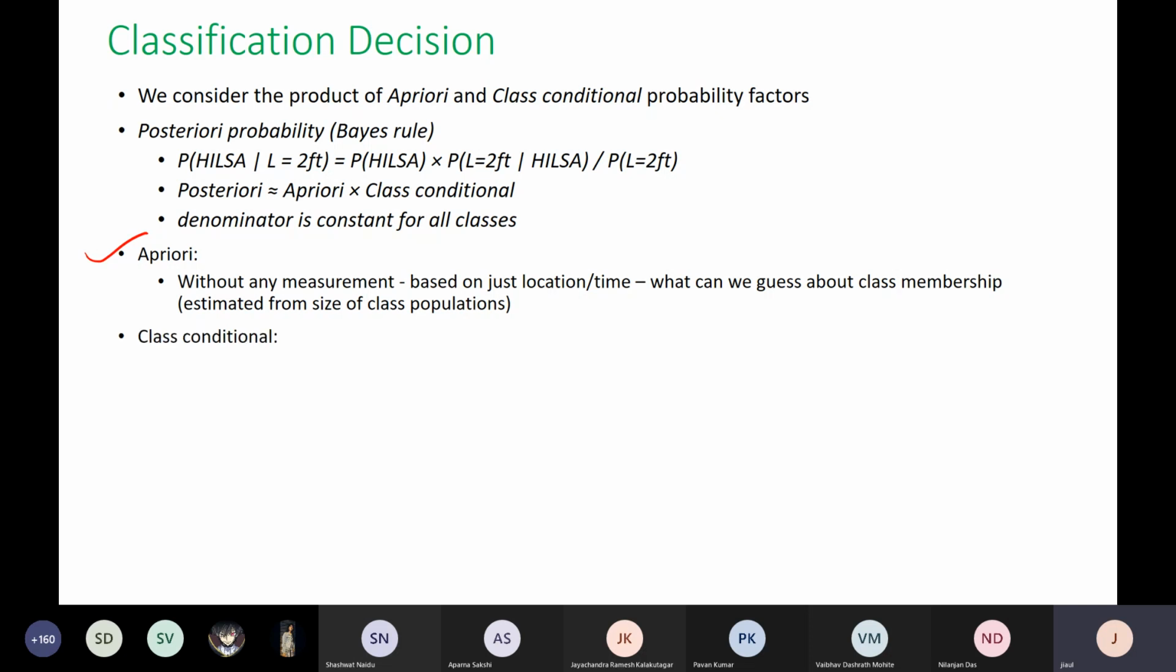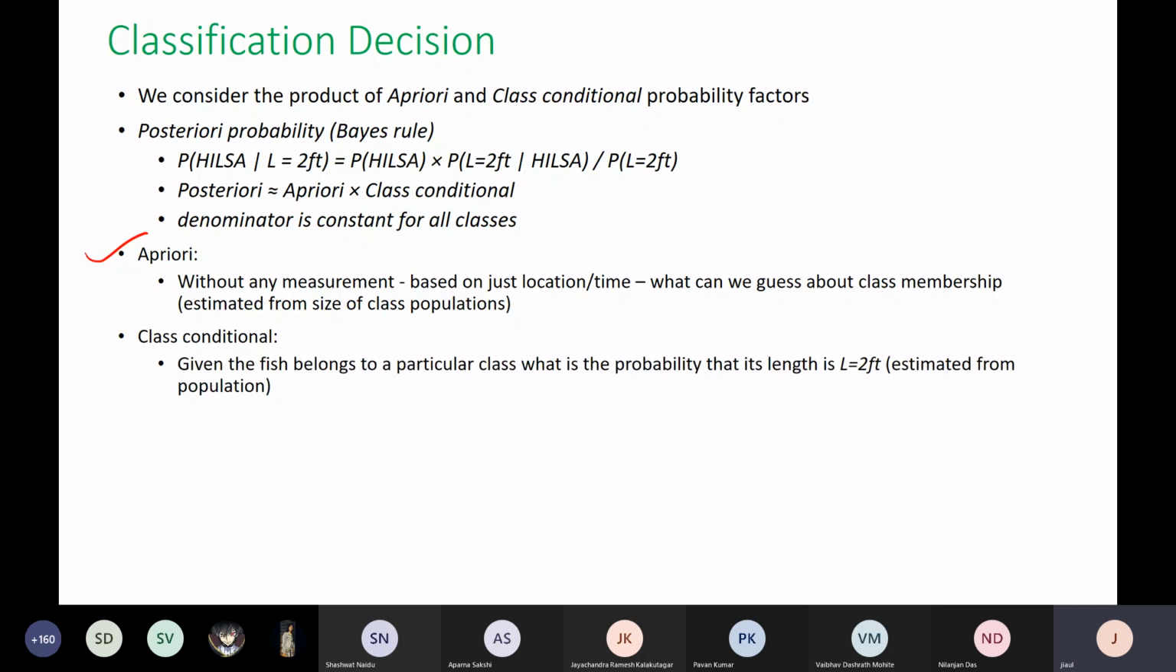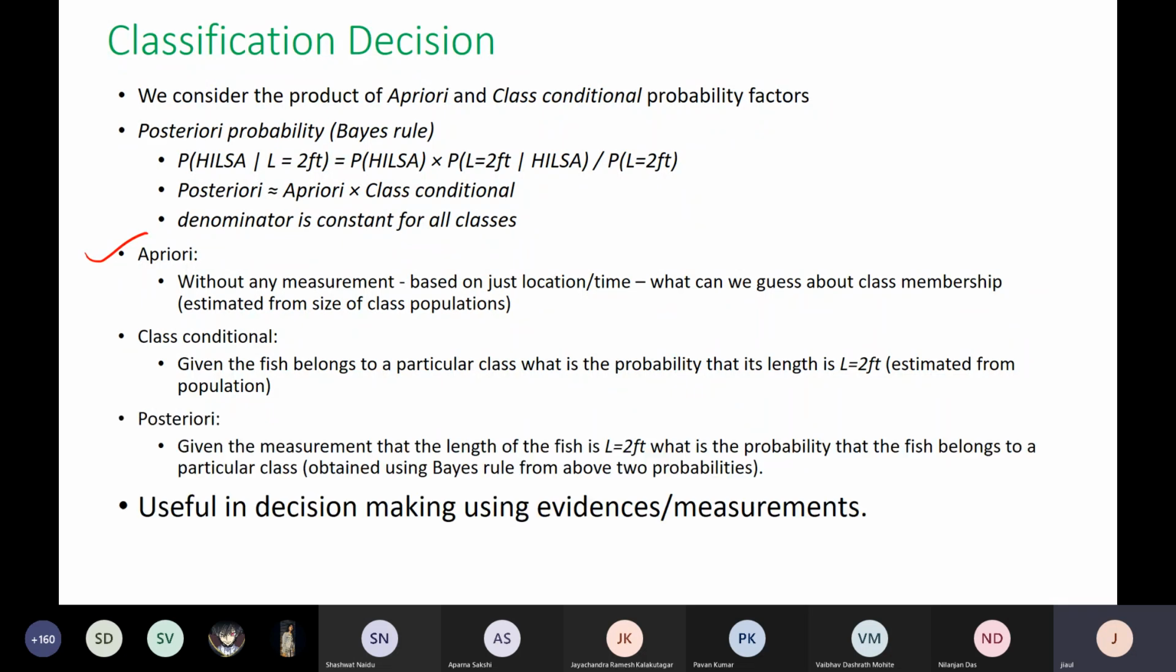The second thing is the class conditional probability: given that the fish belongs to a particular class, what is the probability that its length is 2 feet? That is why I am calling it the class conditional probability. You are using the class information to measure the probability that the length is going to be 2 feet. And the third is the posterior probability: given the measurement that the length of the fish is 2 feet, what is the probability that the fish belongs to a particular class?